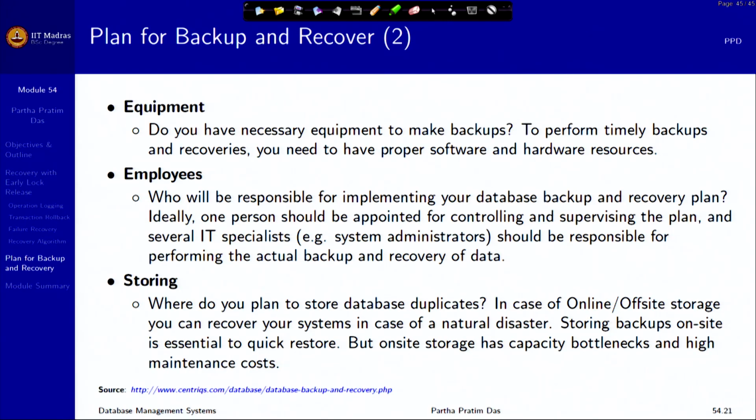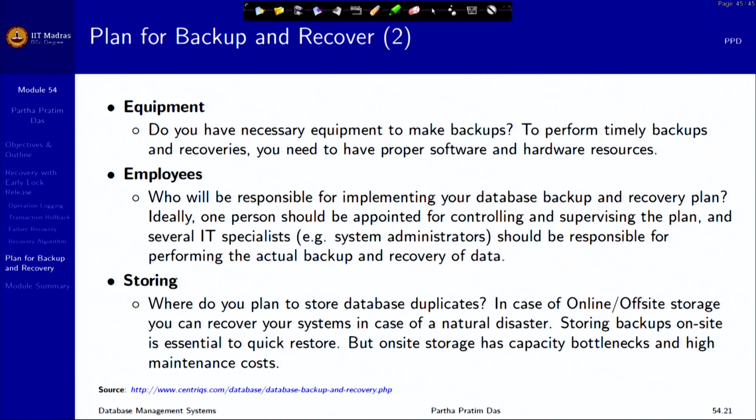What kind of equipment, that is hardware, software resources that you will need for the backups is what will decide much of the cost. Another big part of the cost is the staff, the employees, who will be responsible for implementing that. If you want to have a very agile recovery scheme working at a high speed, then you will need a big team of skilled employees for doing that, which may not be cost effective. Then, where do you plan to store database duplicates? Would you keep them on site in another storage or off site storage? Will you keep multiple copies and so on and so forth? So, all of these factors will have to be taken into account to plan for the database backup and recovery.